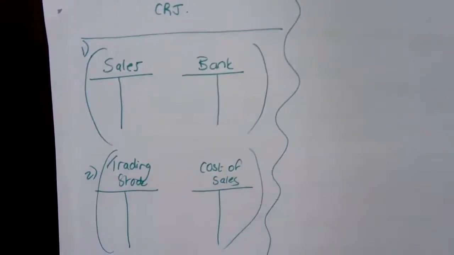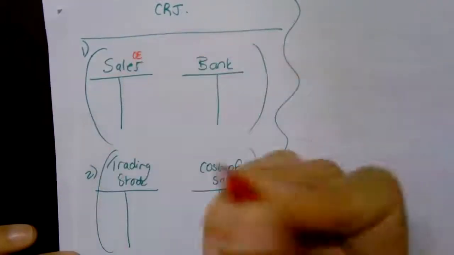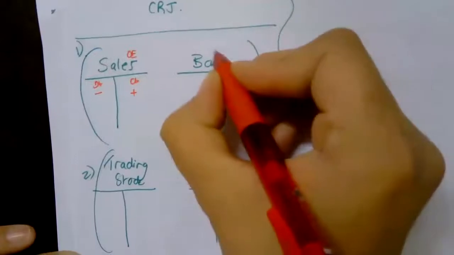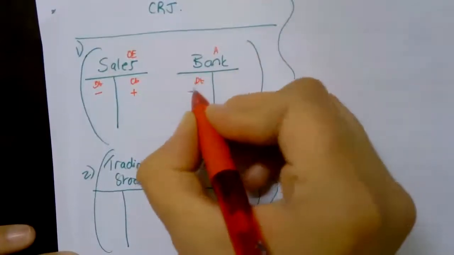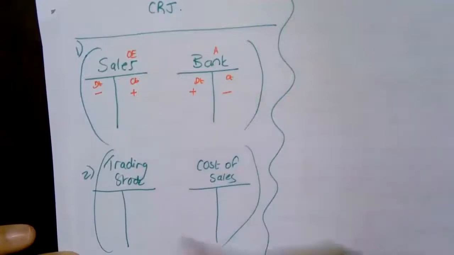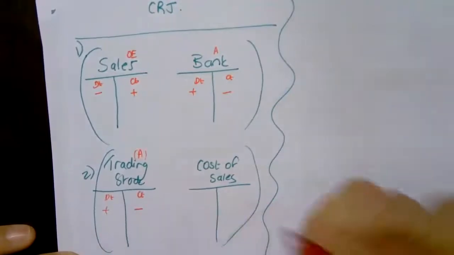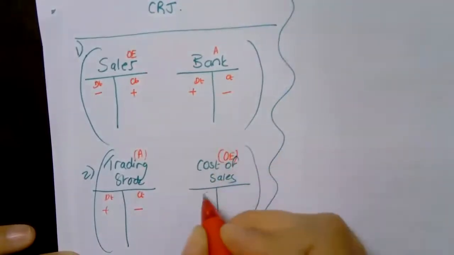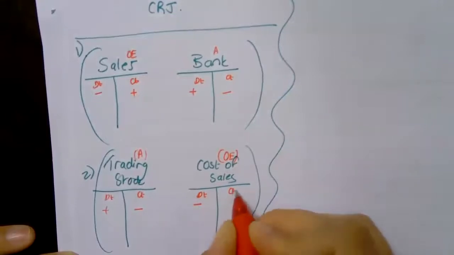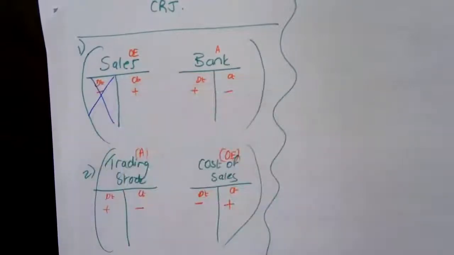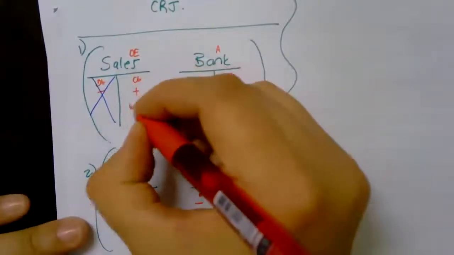And as you should know by now, sales is an owner's equity account, which makes it debit minus, credit plus. Bank is an asset, and that makes it debit plus, credit minus. Trading stock is an asset, debit plus, credit minus. And cost of sales is an owner's equity, debit minus, credit plus. And when we sell, remember, sales is never an expense. Sales is always an income.